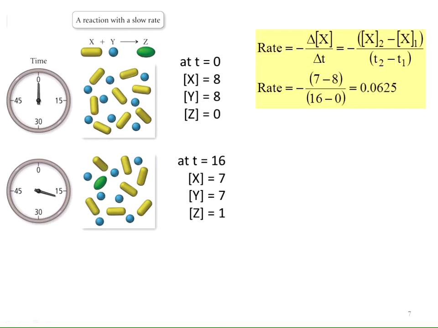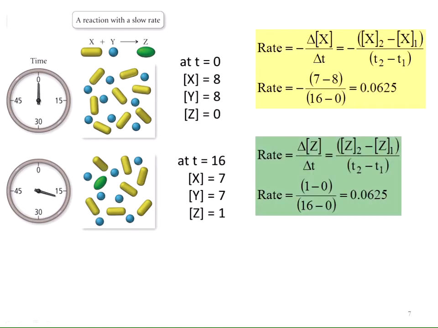Now because we are losing reactants, remember we're going to get a negative sign here, and we want to get rid of that negative sign. So when we're losing reactants, we have to put that negative out in front of the rate of the reaction. So the rate of this reaction is 0.0625. Now let's look at this reaction rate in terms of producing product Z. So the change in concentration of Z over time, at time 16 we have 1 product, at time 0 we have 0. So 1 minus 0 over 16 minus 0, and the rate is 0.0625.